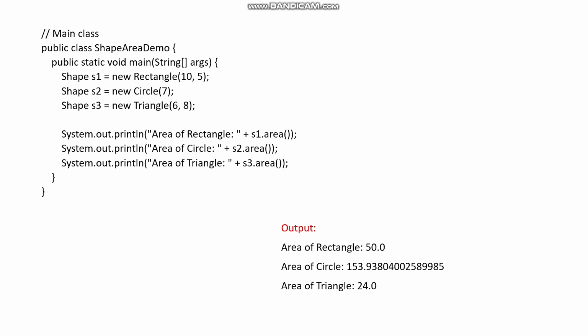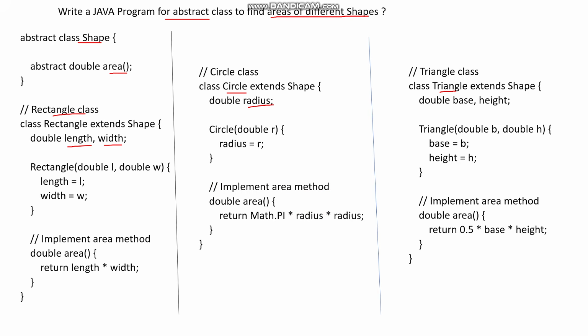Now come to the main class. Public class, the class name is ShapeAreaDemo. I give the name as ShapeAreaDemo. Public static void main String args. Shape s1 equals new Rectangle(10, 5). First of all, I am creating the s1 object. This object is invoking the Rectangle constructor, and here the L value is 10 and the W value is 5. Length is 10, and what would the width value be? The width value is 5 here.